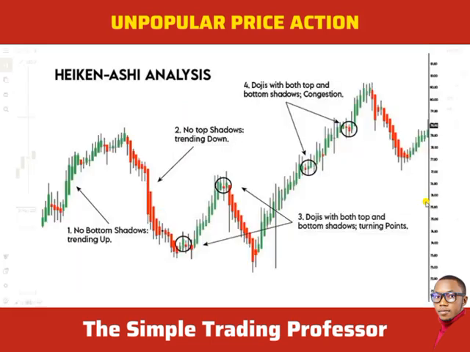So this is Heikin Ashi again. You see here that no bottom shadow tells you an uptrend. No top shadow tells you a downtrend. Doji with up and down shadows signifies change in trend here. So when you see a doji here, the market has been selling. When the doji appears here, the market went up. When the market has been going up, a doji appears here, the market came down.